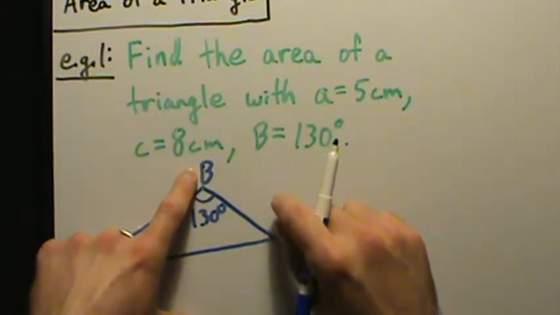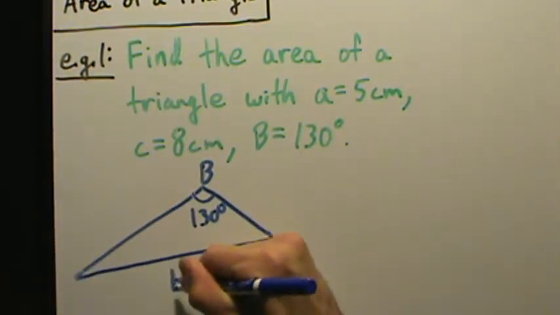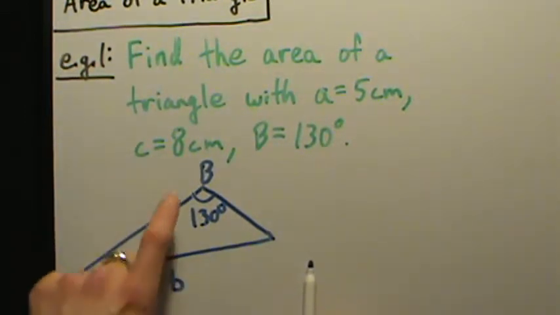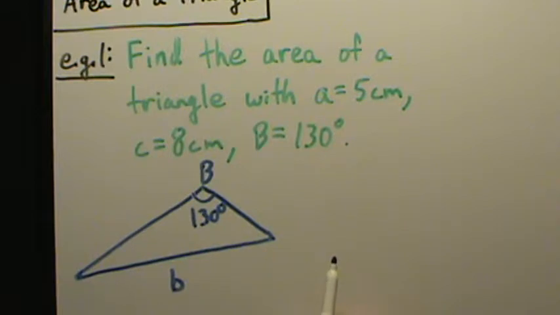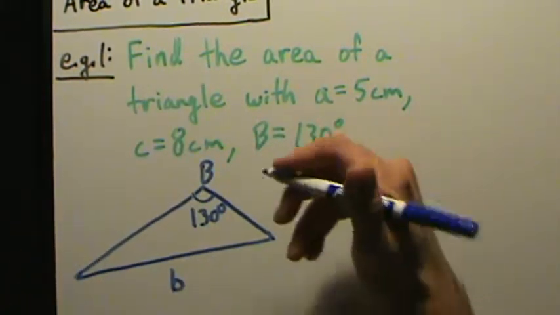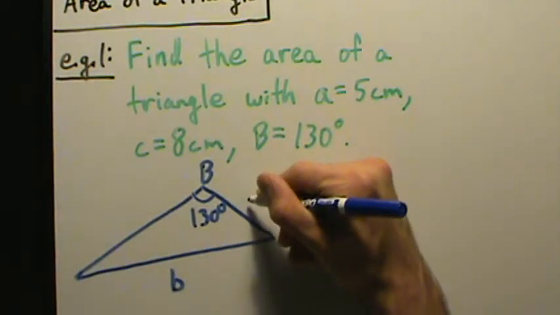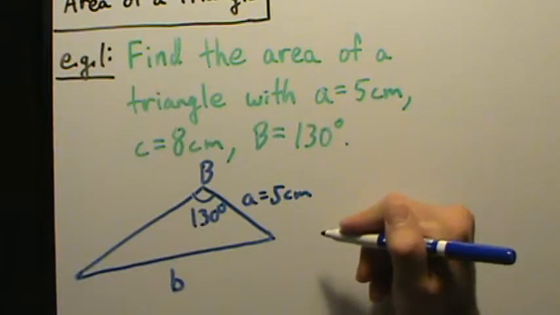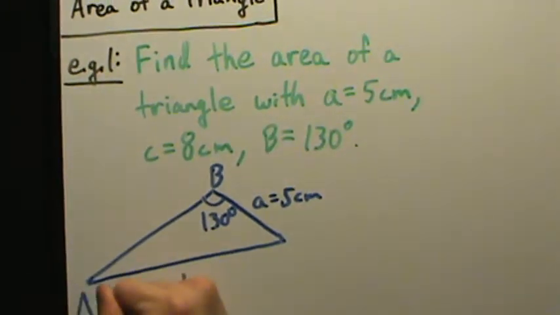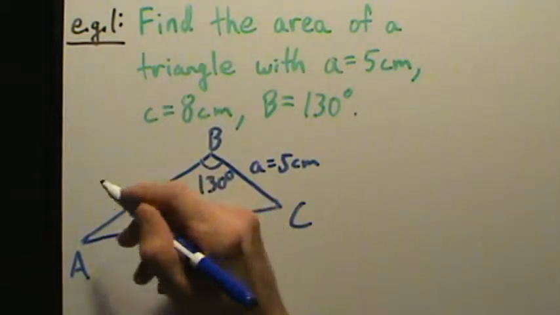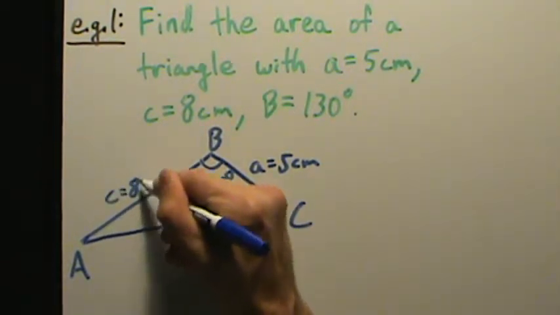Since this is capital B, then little b is the side across from that. That's just the convention that we've been going with. Little b is the side across from angle capital B. So little c is 8 centimeters, little a is 5 centimeters. Little a is smaller, so little a is going to be this side here. So here's little a, which is 5 centimeters, and that makes this angle A, and then what's left over is angle C, and this is side little c equals 8 centimeters.